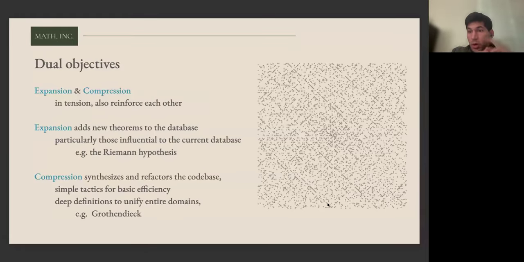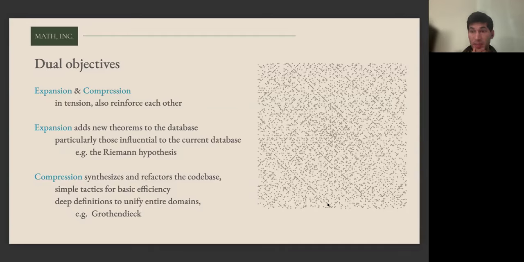And I would argue that given such a knowledge base, such a graph or hypergraph, the central objectives of this graph are expansion and compression. These two objectives are distinct, so they're in tension, but they're also reinforcing each other in feedback loops in important ways.